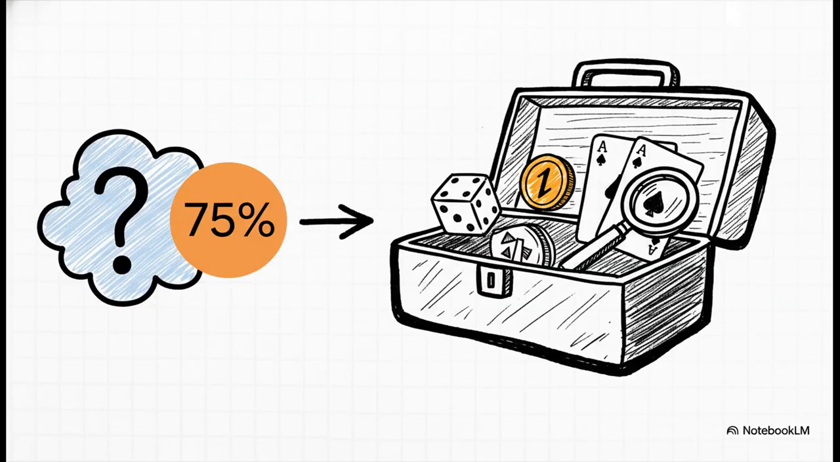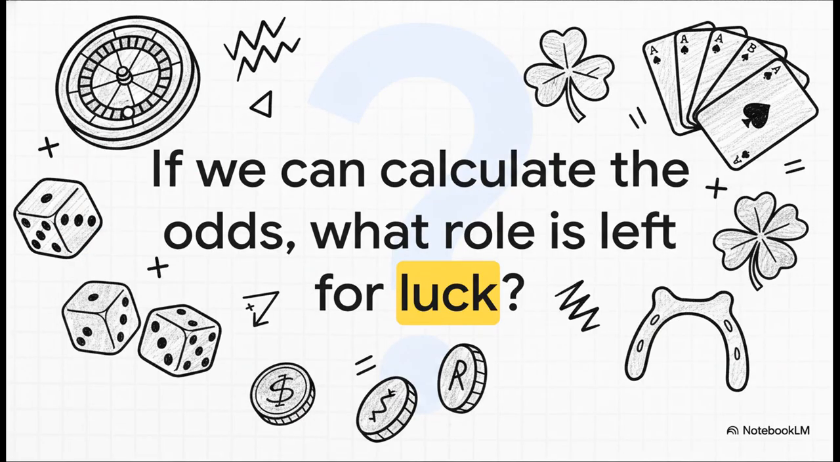So, if there's one thing you take away from all this, it's that probability gives us this amazing structured way to think about and actually measure the randomness of the world. It basically turns maybe into a real number. And that kind of leaves us with one last thing to chew on. If we can calculate the odds of pretty much anything, what role is really left for something like luck?